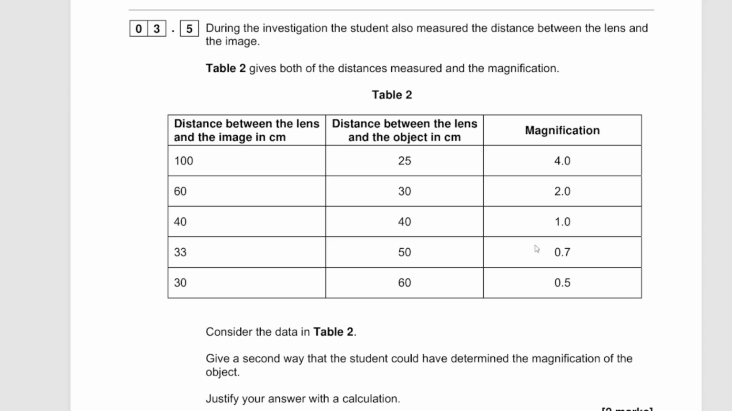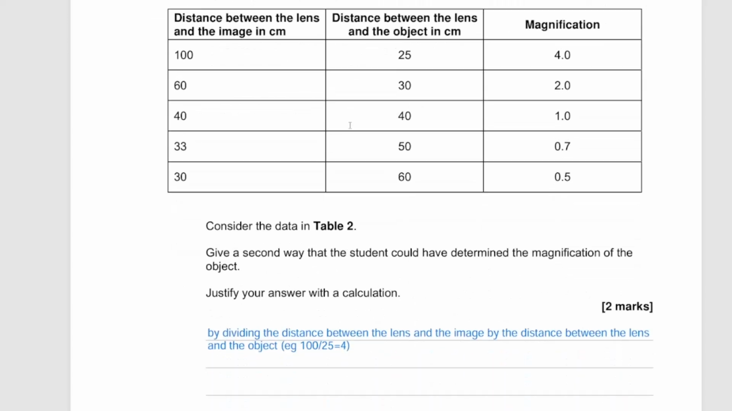Now this may just be something you may have been taught, however you may remember that the distance between the lens and the image over the distance between the lens and the object is equal to magnification. And I've written that here: by dividing the distance between the lens and the image by the distance between the lens and the object, you get the magnification. And I've given an example, 100 over 25 equals 4.